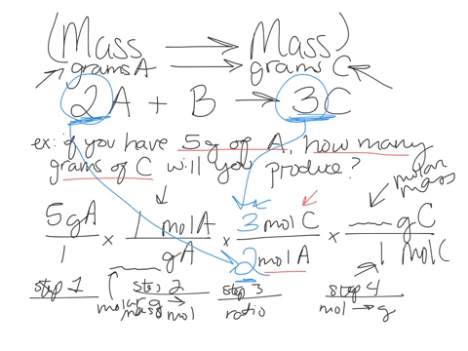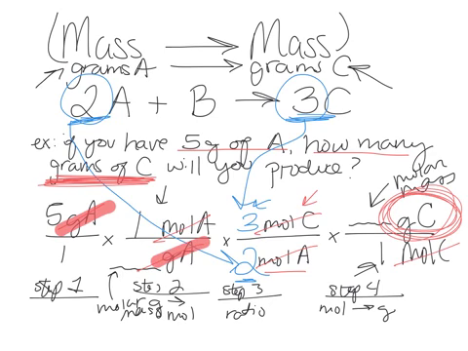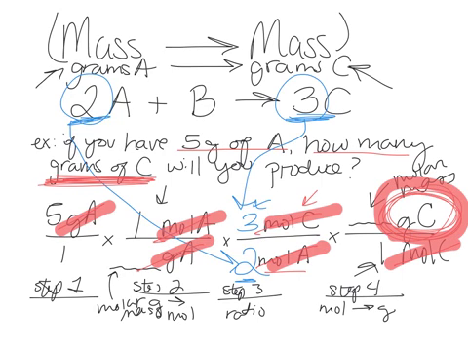So once we do all those steps, we'll go through and we'll check our units to see what crosses out. Grams of A will cross out, moles of A will cross out, moles of C will cross out. The unit I'm left with is grams of C, and that is precisely what I was asked to find in the problem. So when you are going through these steps, you should be able to effectively cross out all of these units with the exception of 1, and that is your answer.